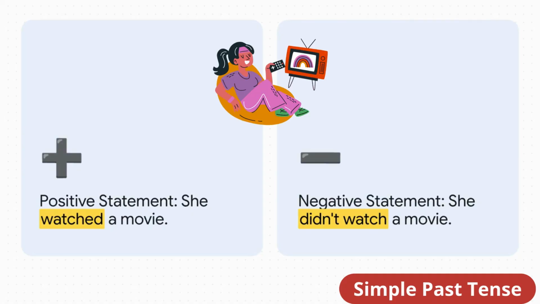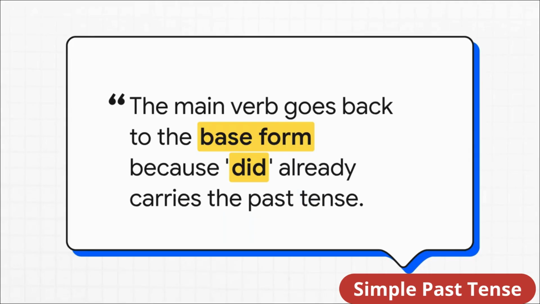Okay, pay attention here, because this is probably the most important rule you'll learn today. See how in the positive sentence, the verb watched is in the past? But look at the negative. We add didn't, and the main verb, watch, goes right back to its original form. This is absolutely crucial. And here's the why behind it, which makes it all make sense. The word did is already in the past tense. It does all the heavy lifting for the sentence. You only need to show the past tense once. So did takes care of it, and the main verb gets to just chill out in its simple base form.